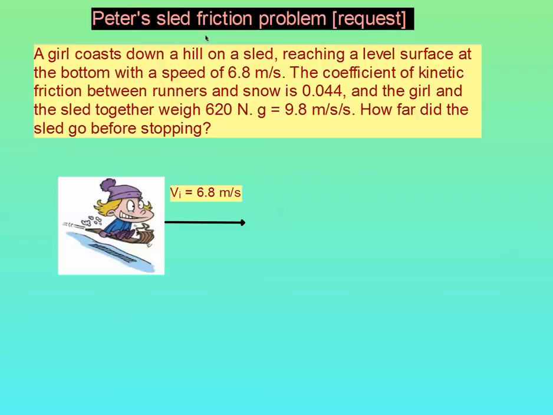This is Peter's sled friction problem, which he requested me to do tonight. A girl coasts down a hill on a sled, reaching a level surface at the bottom with a speed of 6.8 meters per second. The coefficient of kinetic friction between the, I guess that means the sled, and the snow is 0.044, and the girl and the sled together weigh 620 newtons. If the acceleration of gravity is 9.8 meters per second squared, how far did the sled go before it came to a stop?